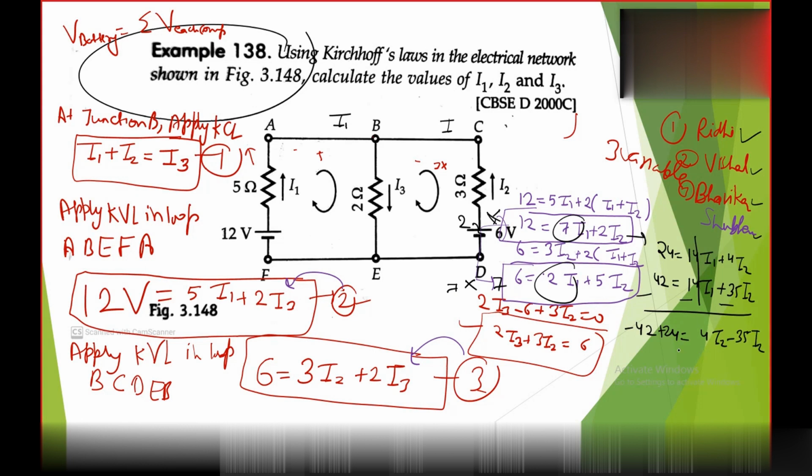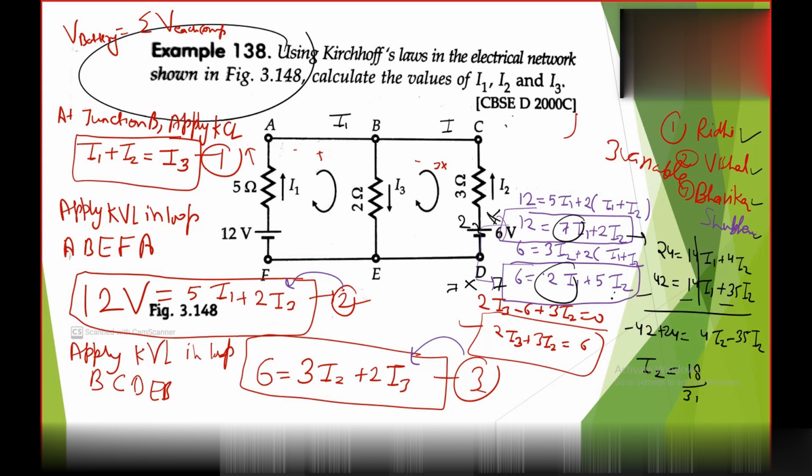Okay. So if you solve this equation, you'll get the value of I2, which will be, as found by Shubham, I2 is 18 upon 31. Vishal, 18 upon 31 also. So yes, of course it will be 18 upon 31. So that's how we can find out the value of I2.